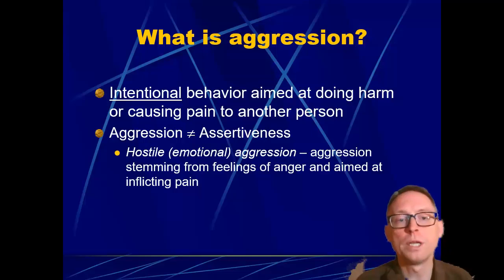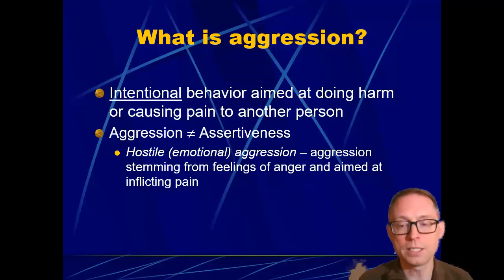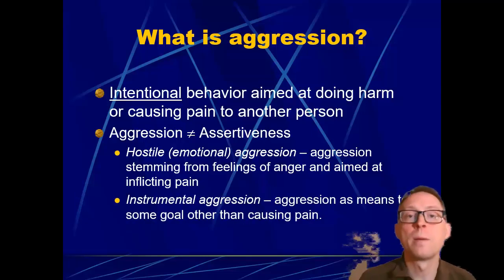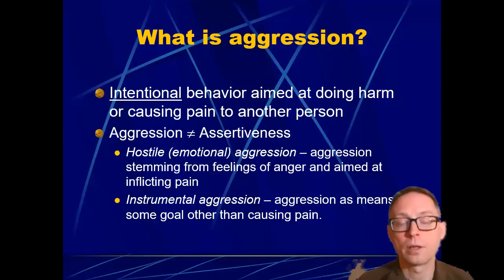Okay, now we need to talk about the difference between hostile aggression and instrumental aggression. Hostile or emotional aggression is when you are aggressive generally based off feelings of anger, and you want to harm that person. You want that person to be in pain. So the goal of hostile aggression is that person should be in pain. Does that make sense? Versus instrumental aggression, which is aggression that happens because you want some other goal and that person gets hurt in the way.